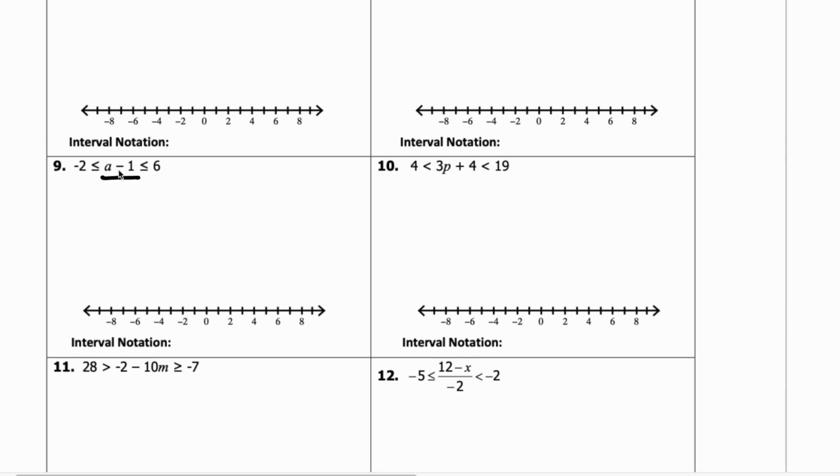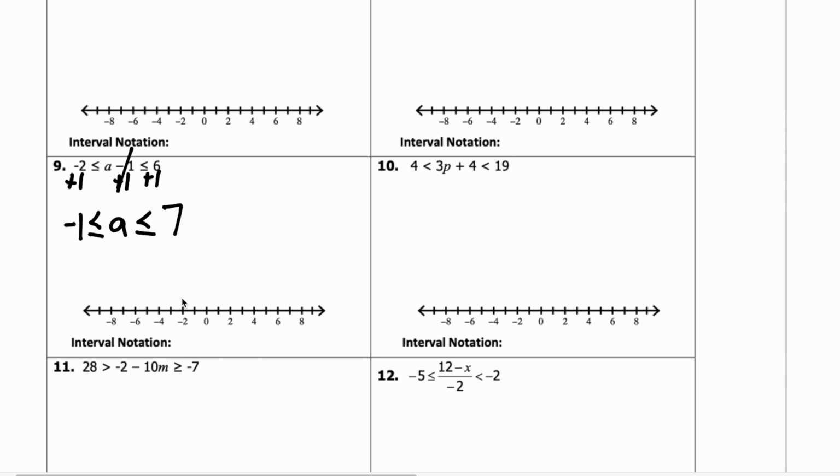In this case, we are going to work the inside out like it says, and instead of just subtracting or adding one to one side, we're going to add it to both sides. That way everything is balanced. So that one cancels out in the middle. -2 plus 1 is -1, and -1 is less than or equal to a. I'm going to bring this symbol down, less than or equal to 7. Okay, so -1 is less than or equal to a, and a is less than or equal to 7.